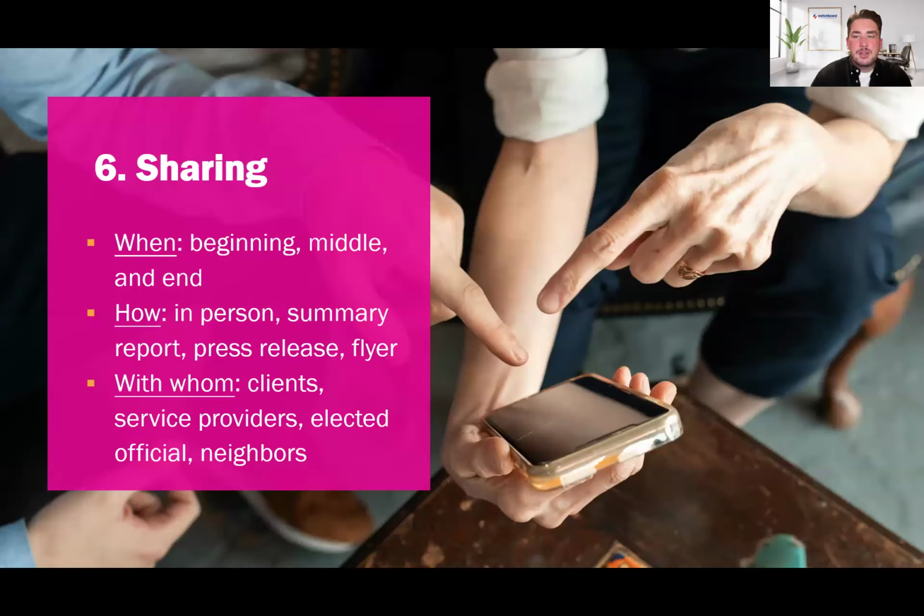Then consider how to share. Maybe it's in an in-person presentation. Maybe it's a summary report. Maybe a press release or even a flyer. The method should match the audience.